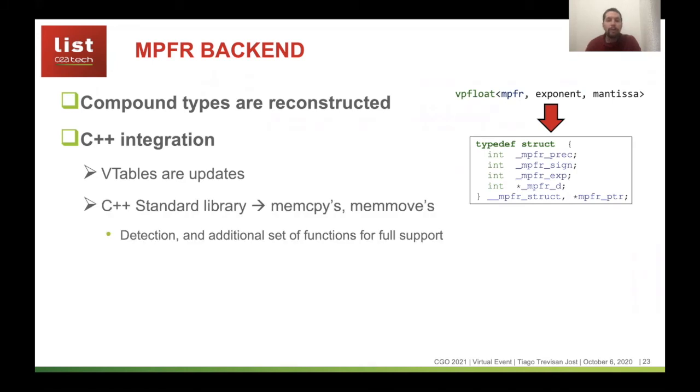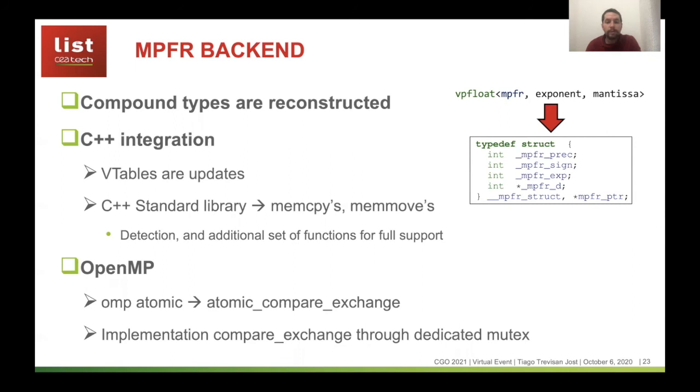Although loop idiom recognition has been disabled, the compiler can still make use of memcpy and memmove functions by using the C++ standard library. In this case, our code generator detects and calls a set of additional functions in order to provide full support for memcpy and memmove. OpenMP atomic also requires special treatment, as it's not possible to atomically update an MPFR variable due to the pointer reference in the struct. In our case, we implement our own compare and exchange through a dedicated mutex.